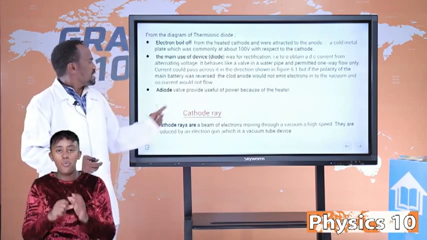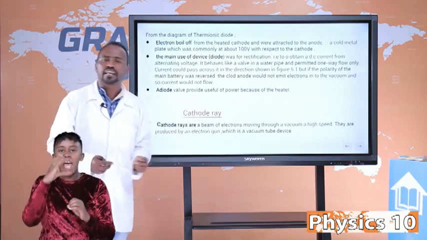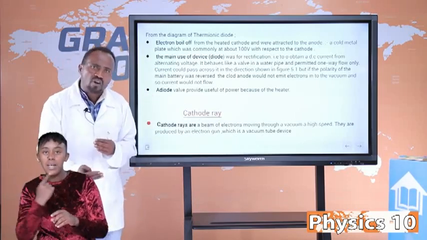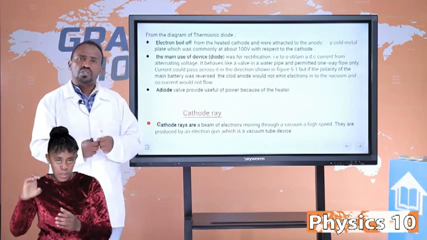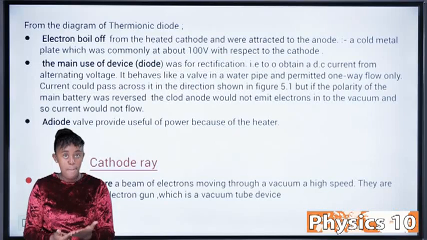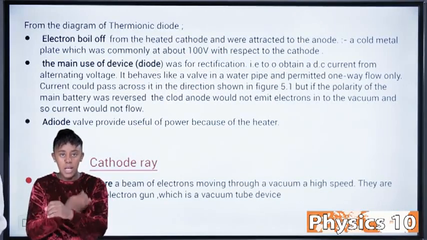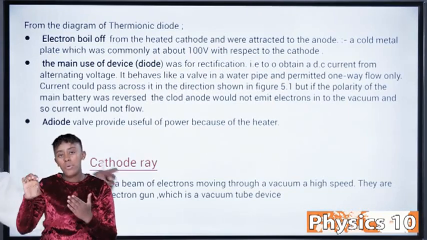So let us see, the diode will provide useful power because of the heater. When the heater heats the cathode, there is power produced from the cathode surface. So by heating the cathode, we get electrons as well as energy. This energy strikes the anode surface to produce cathode rays.